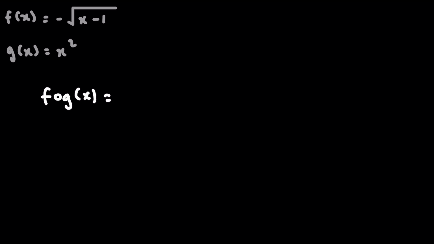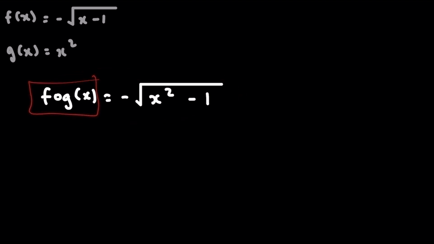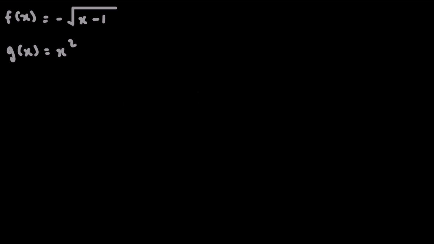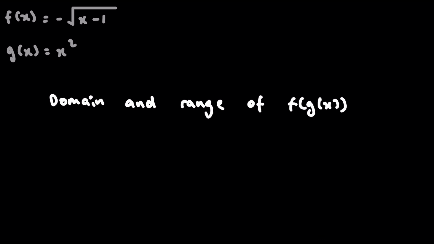If you had an attempt, we would know that all we have to do is substitute the second function into the first one. So all we're going to do is replace this x over here with x squared. So it just becomes the negative square root of x squared minus 1. Now we know from the previous two examples, this is not going to help us work out the domain and range of f of g of x. So my next question to you is, please work out the domain and range of f of g of x. Pause the video and give it a go.